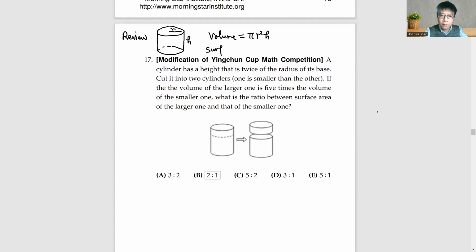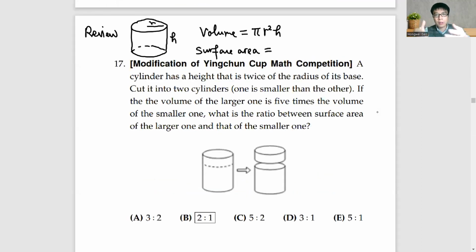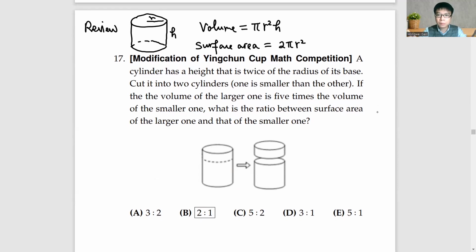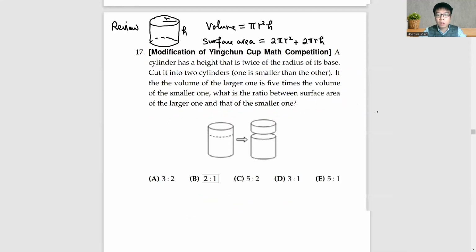And also we have the surface area. There are basically 3 parts: the top circle, the bottom circle, and the lateral side. So totally we have 2 pi r squared, that's the sum of 2 circles, plus 2 pi r h. So this is the surface area formula.